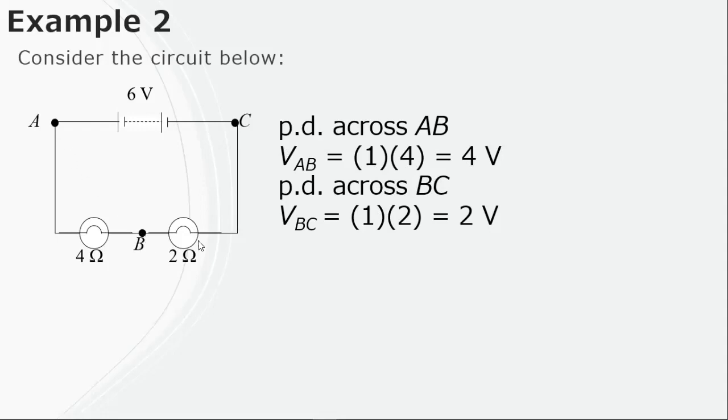Now, between B and C, we have 1 ampere of current flowing in the circuit, and then 2 ohms of resistance from this load. So the potential difference between points B and C is equal to 2 volts. So we have the total voltage or the EMF coming from this battery, which is equal to 6 volts.